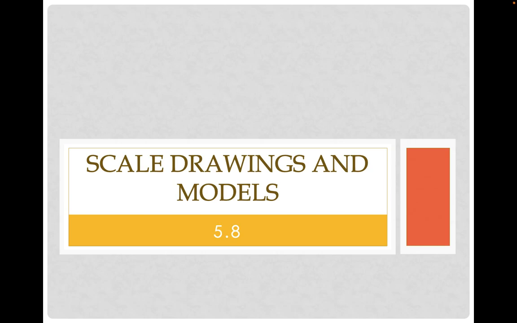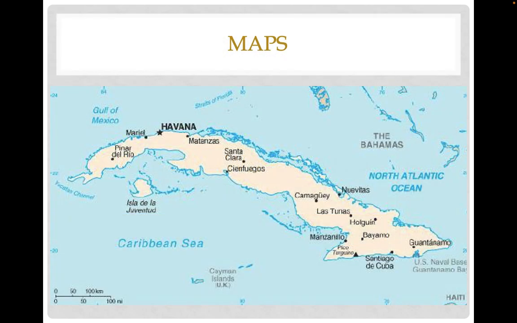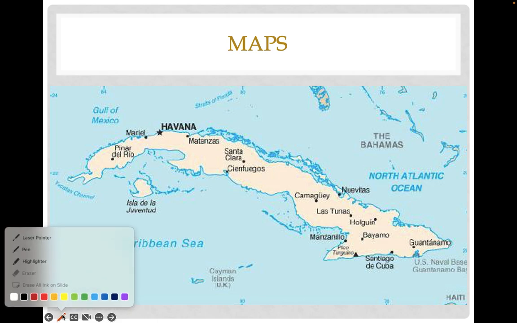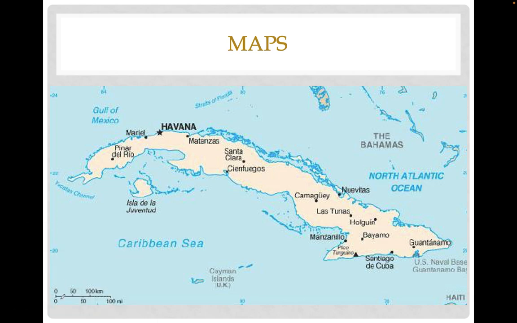and models. Some examples of scale drawings and models are maps. Maps are a scaled down version of the world, and in the bottom corner of every map you will see some sort of legend or key that tells you what the scale of the map is, so that you can determine how far apart from one another the actual cities and countries are on the map.